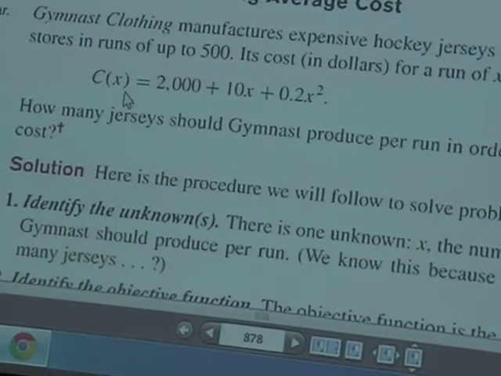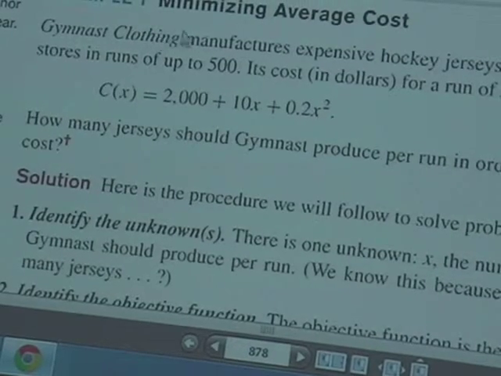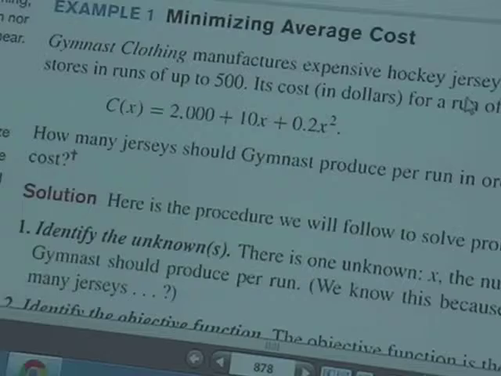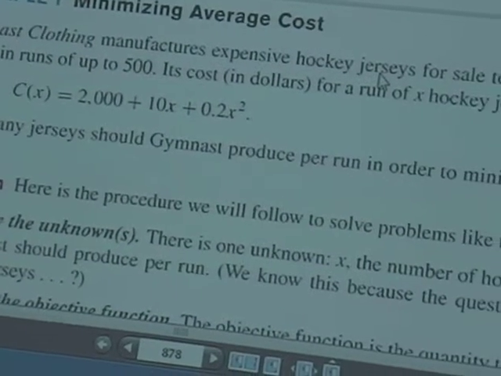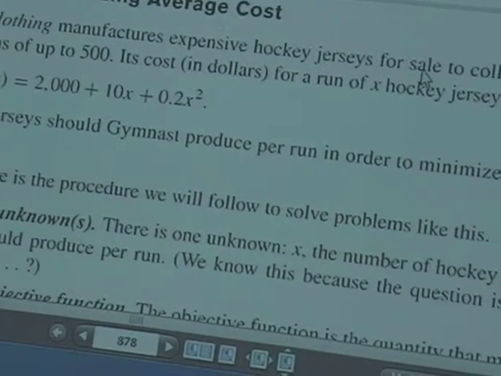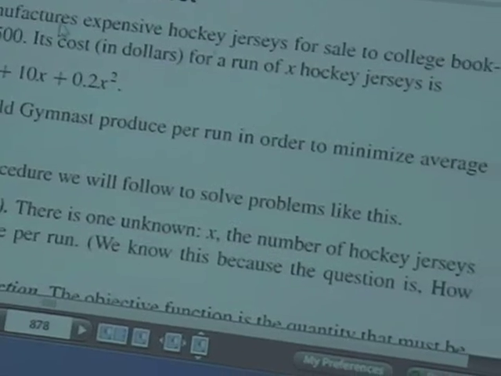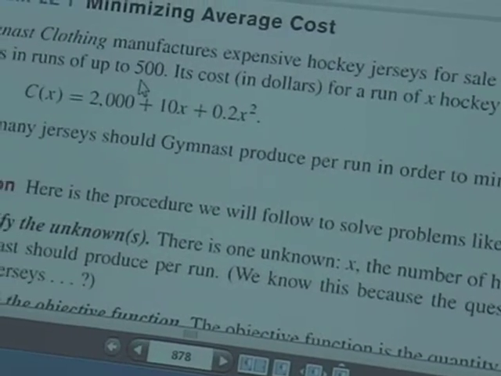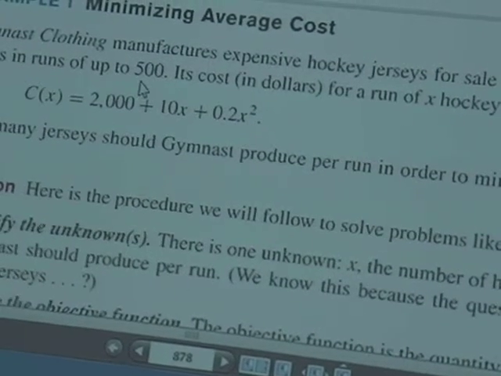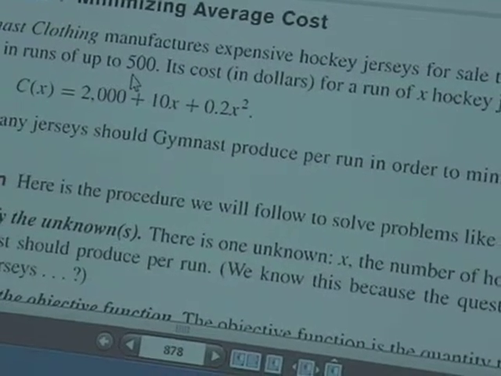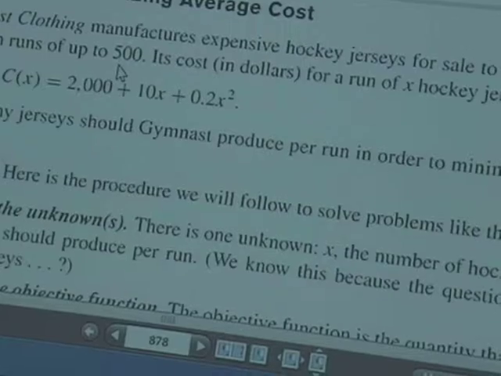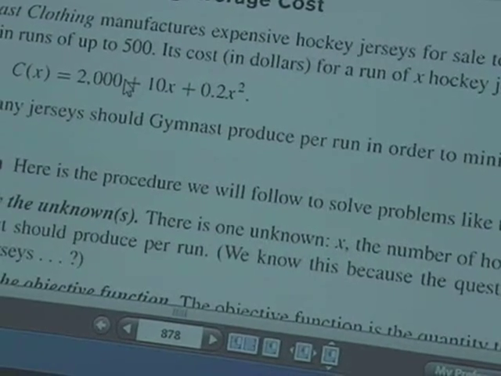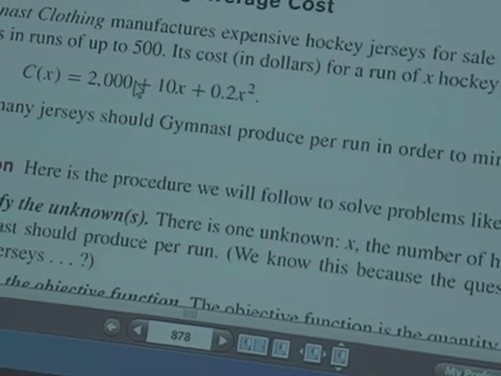Now this is for a manufacturer, and they make hockey jerseys, some kind of shirt, and they're selling it somewhere to college bookstores. It says in runs of up to 500. I guess what they mean is the maximum that they're going to sell to a store is 500. And this is the total cost function. Does everyone understand this?